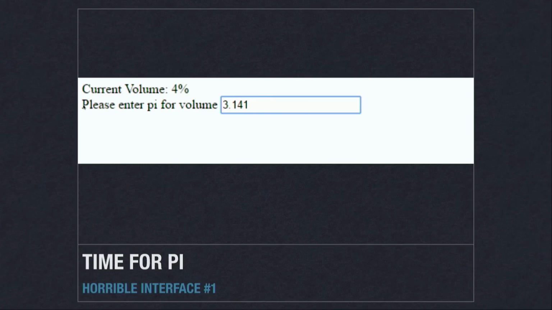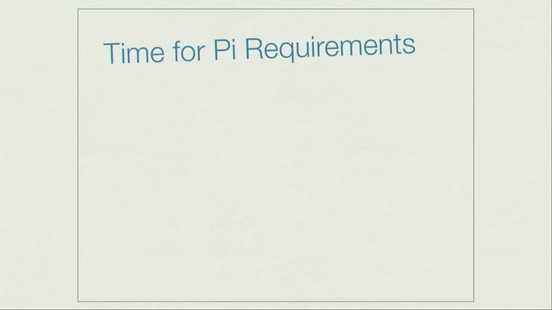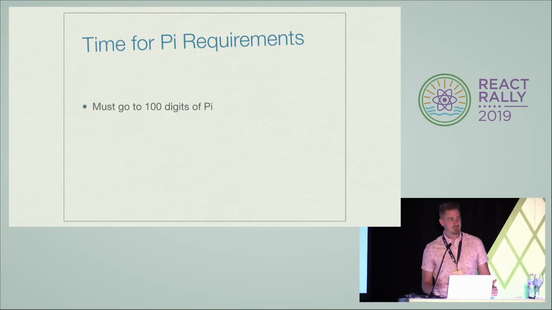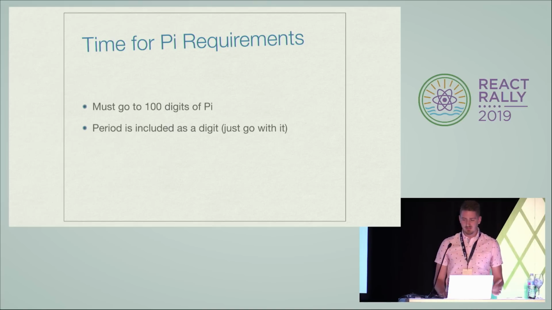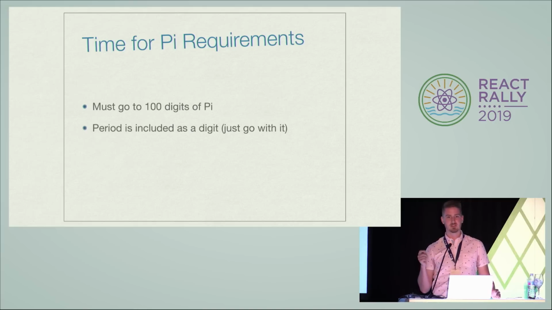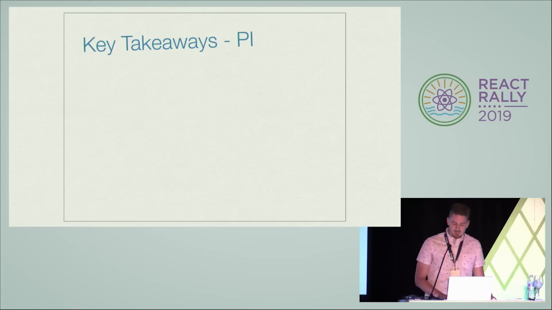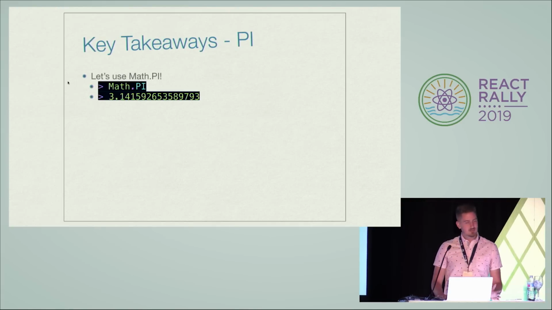All right, so hopefully you got the idea. These are the requirements that I thought of when I saw this GIF. First, we're going to have to go to 100 digits of pi in order to turn the volume up the whole way. The next thing we have to do is include the period. It was a part of the GIF, and I'll explain how that helps us out in the future. But we're going to cheat and just include the period or the decimal point. And then probably the most important part of this GIF is that if you make one mistake, you have to start over. You can't correct your mistake.